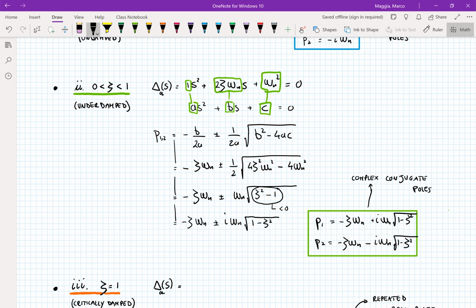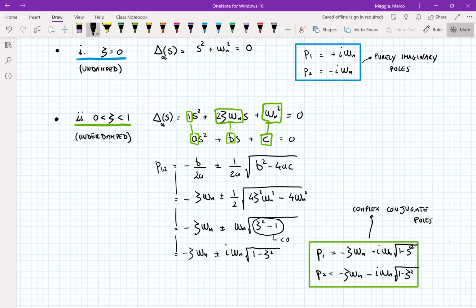So in this case, you see that whenever we have a damping ratio that is greater than 0, we went from having purely imaginary poles to complex conjugate poles, because now these two poles have a real part that is different than 0.